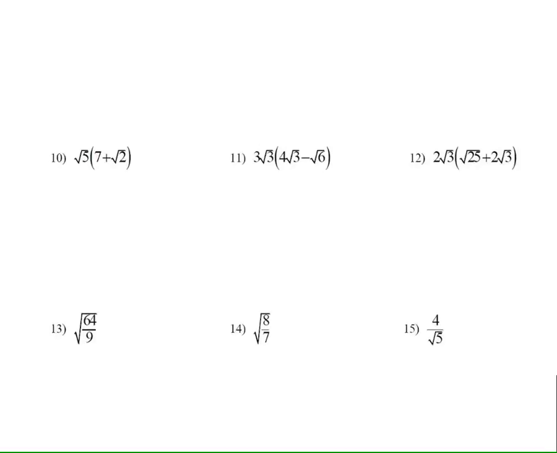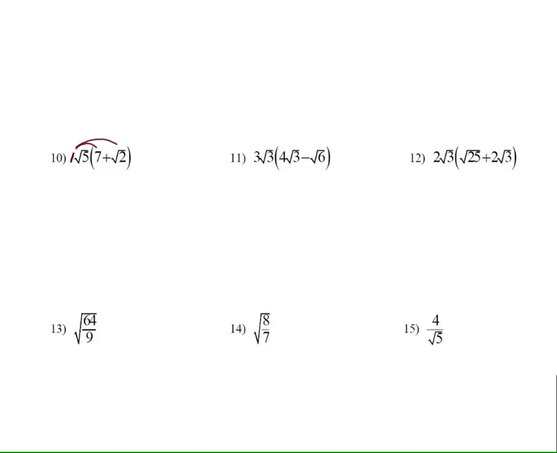So now the next few problems we are going to begin multiplying not just a radical times a radical, but sometimes a radical times a binomial, or a combination of a number out front and a radical times a binomial, and then we'll eventually get to multiplying two binomials together. But for now, root 5 times the quantity 7 plus root 2, first thing you would do is distribute that root 5.